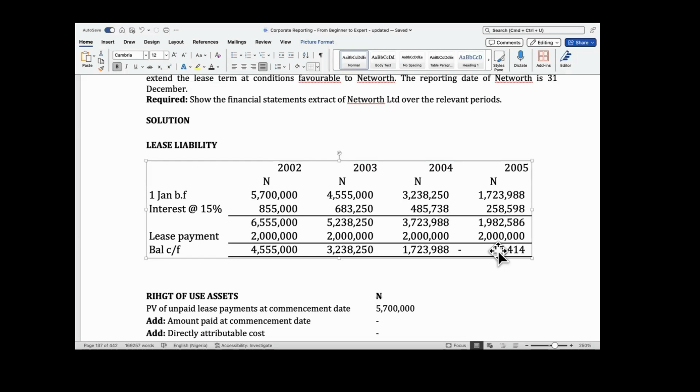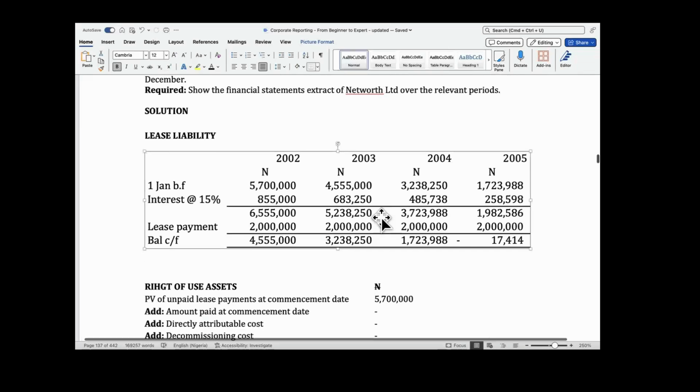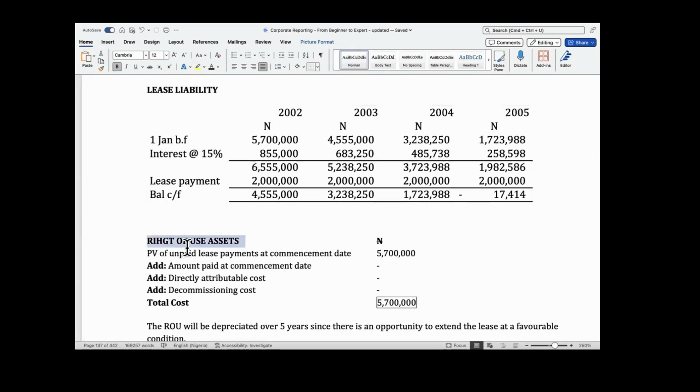So this should have been zero, but doesn't matter anyways. So I'm done with this schedule. That's the lease liability for the 4 years. For the right of use asset, again, it is initially measured at the PV of the unpaid lease rental. The same way you initially measure your liability is how you're going to initially measure your right of use asset.